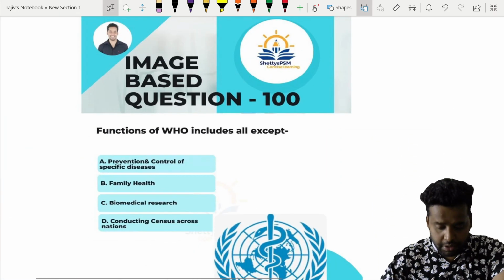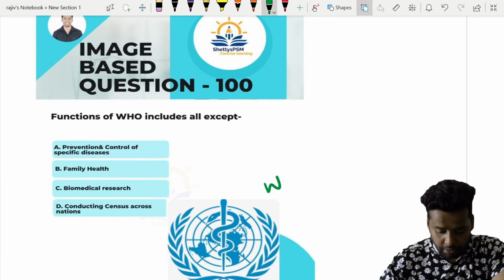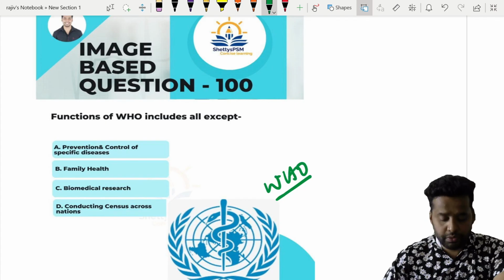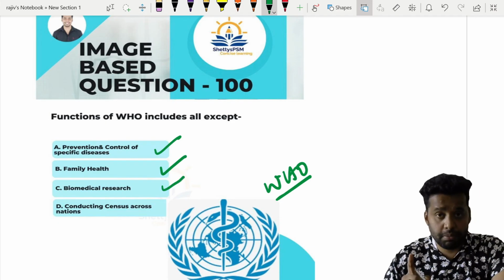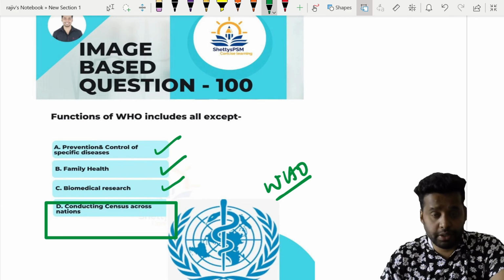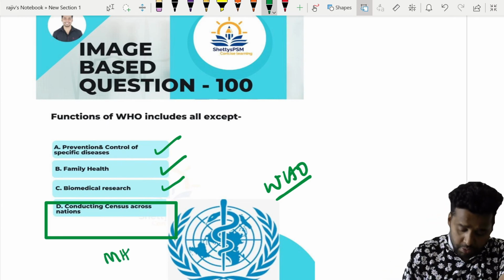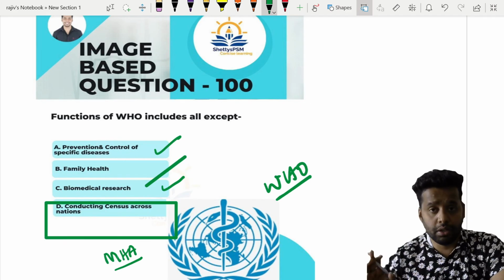The last image-based question for you was on WHO. Which of the following is not the function of WHO? Preventing diseases is important, family health is a focus, and research is a very important part of WHO. Conducting census is not related to WHO. Census is under the Ministry of Home Affairs. Home Affairs will take care of census, not WHO.